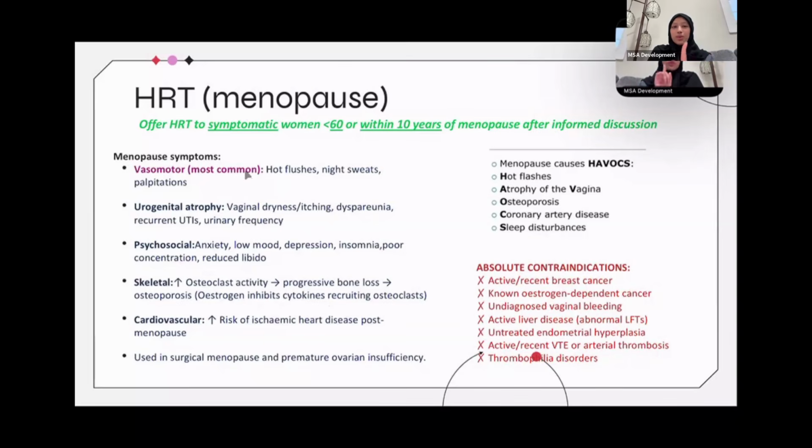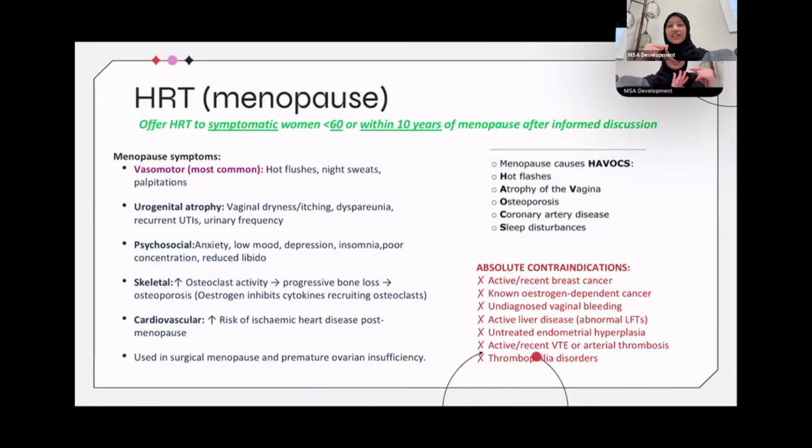So, symptomatic women less than 60. Why is that? Because less than 60, they are less at risk of atherosclerosis, because their vessels are not as hard as in older age, and they are less at risk of thromboembolic diseases. So anything less than 60 is healthier.